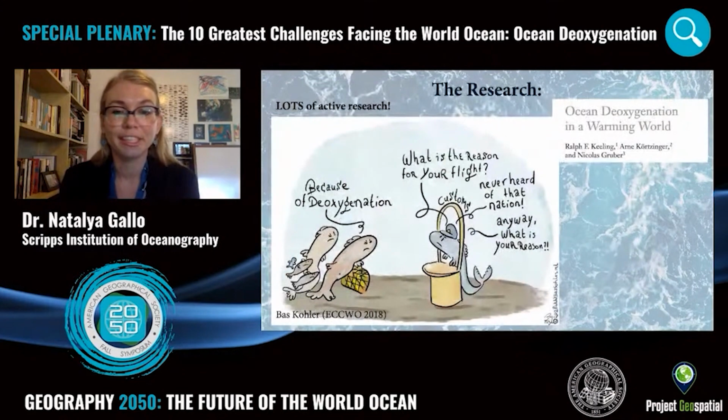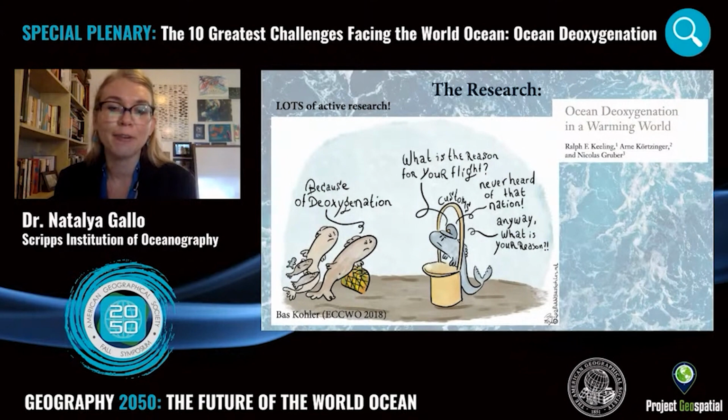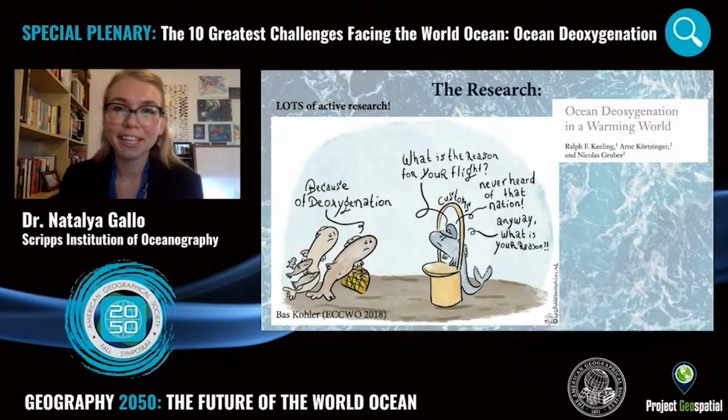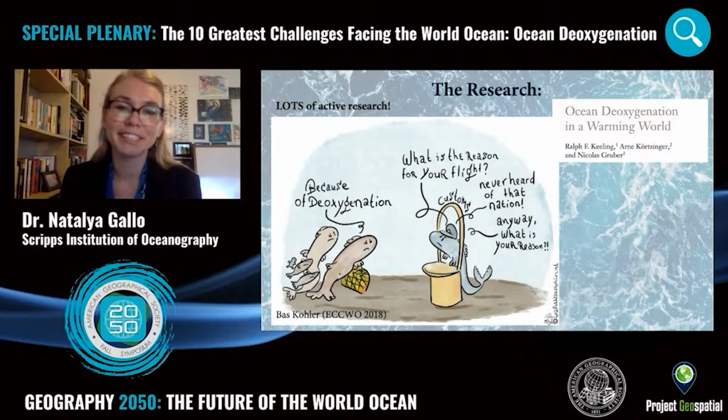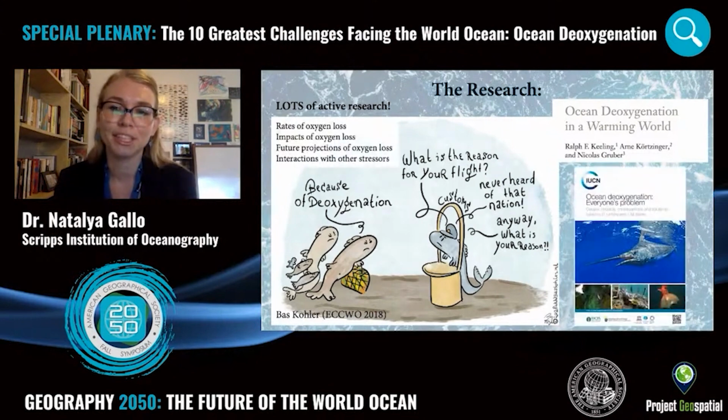Ocean deoxygenation is a topic that has only recently received a lot of attention. When I first started out with my PhD at Scripps, very few people I spoke with had even heard about ocean deoxygenation. This cartoon from Baz Kohler captures well my experience speaking about ocean deoxygenation to the public and to policymakers. Here, the fish are fleeing due to deoxygenation, but the customs official says he has never heard of that nation. The last few years have seen a huge expansion in the research on ocean deoxygenation, as well as compilations of knowledge from scientists.